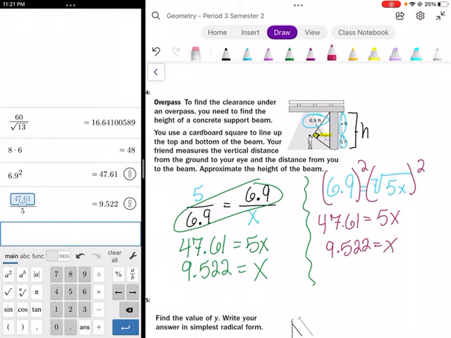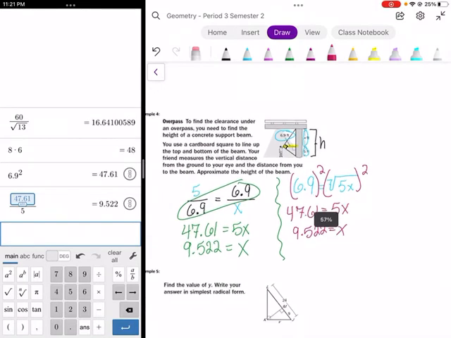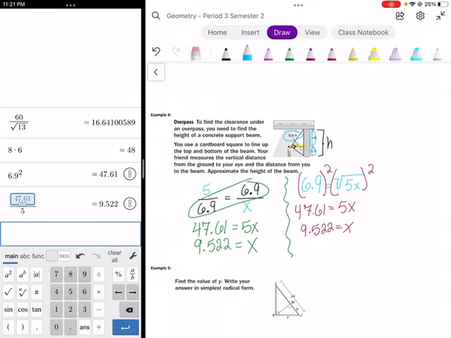To get x. And remember, our final answer for this question was to find h, and that would be equal to 5 plus the 9.522. So we'll get h equals 14.522, and this one is measured in feet.